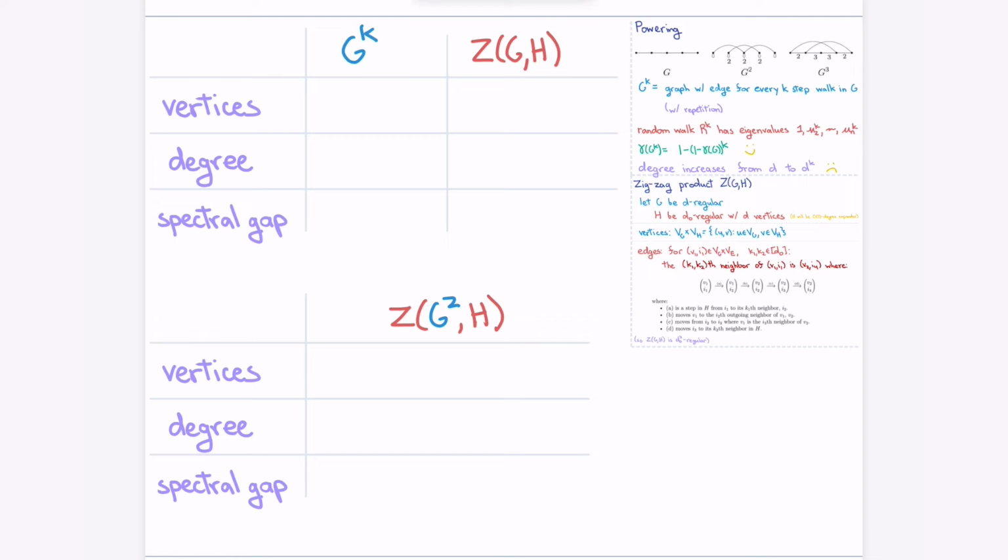All right, help me fill out this first column. How many vertices does G to the K have? And what's its degree? And what's the spectral gap?